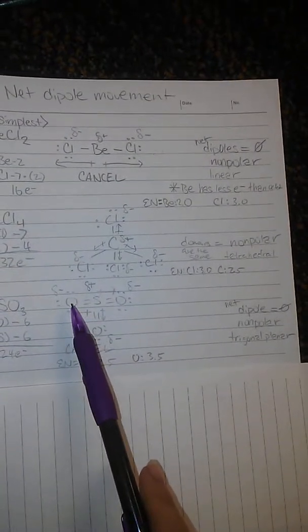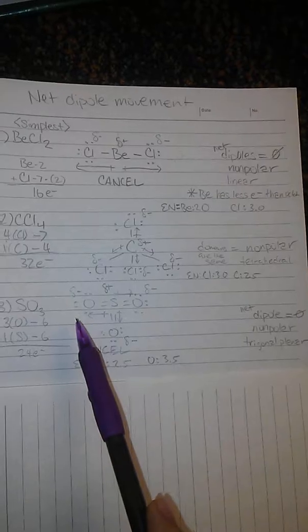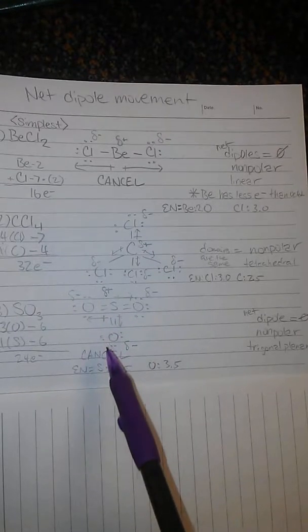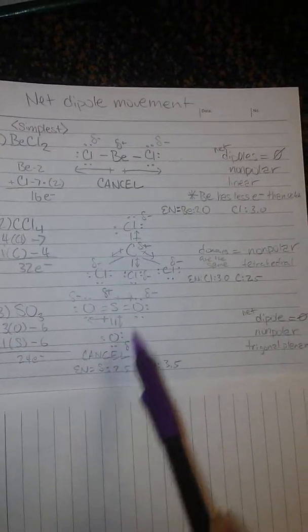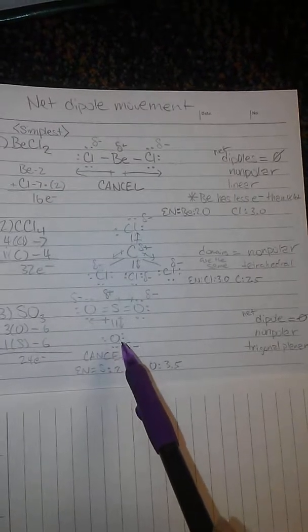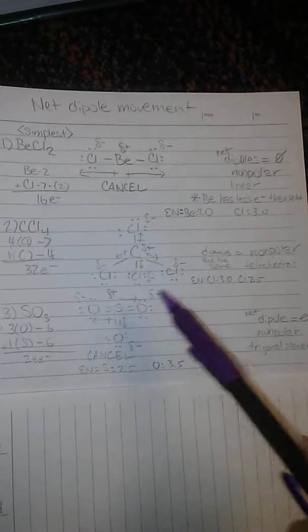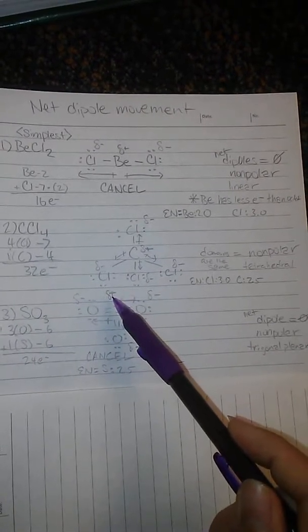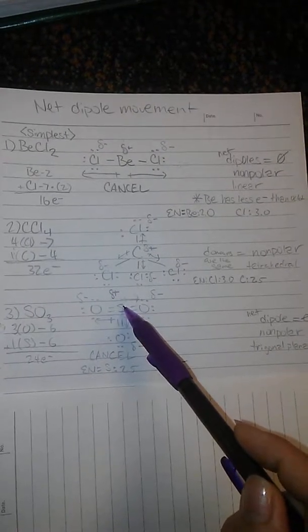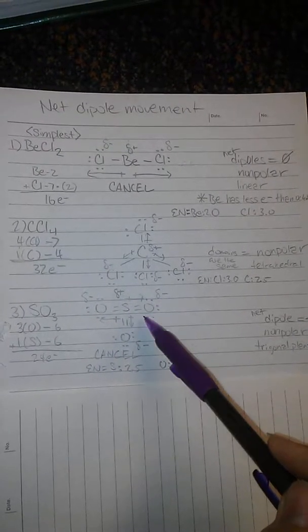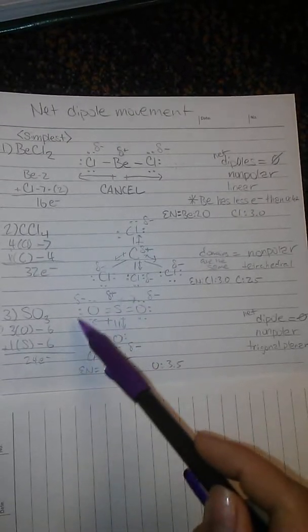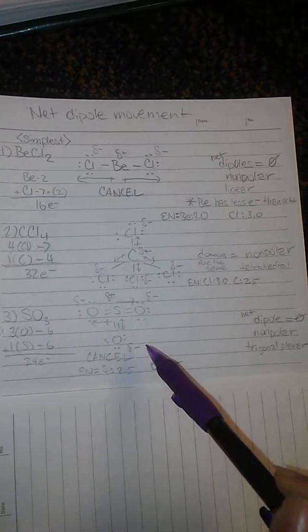With your SO3, it is nonpolar because your net dipole is 0. Once again, it is trigonal planar, however, and due to the electronegativities, you have a greater electronegativity with your oxygens, which are surrounding your sulfur, which is 2.5. Therefore, you can see the partial positive charge with your S and partial negative charge on your O's. And so since they cancel out, your net dipole is 0, so it is nonpolar.